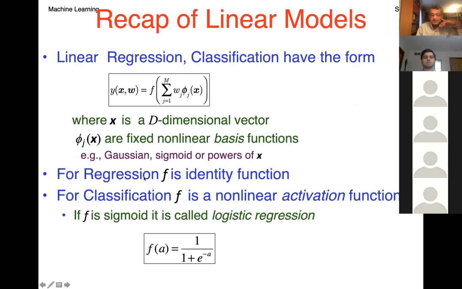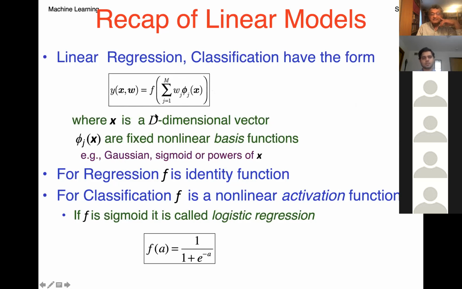And for regression, supposing you say, well, how does this equation allow me to do regression? Regression says get rid of this f in this formula. So f is the identity function. So regression would be just the summation of wj phi j. That's it. Some value you're going to get. f is the one that is mapping into what you're interested in.